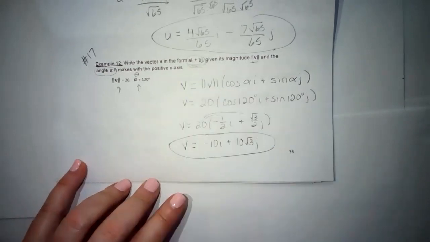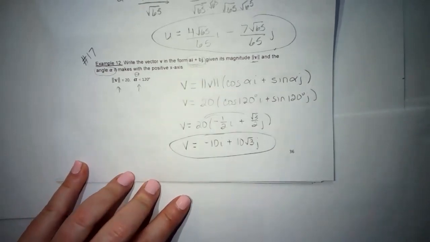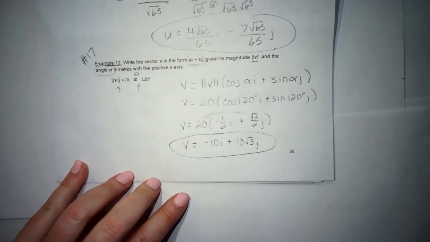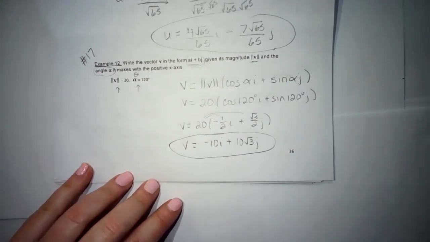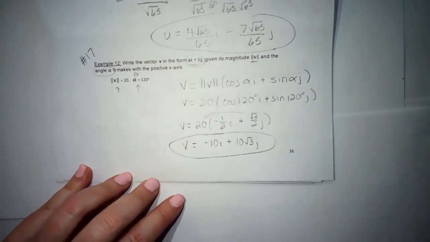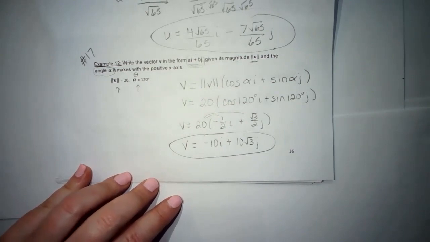It looks a whole lot like this form up here that they wanted. Okay, so that's how you turn it when you have the magnitude and the angle. That's how you turn it into your vector. Okay, sound good? Any questions? All right.